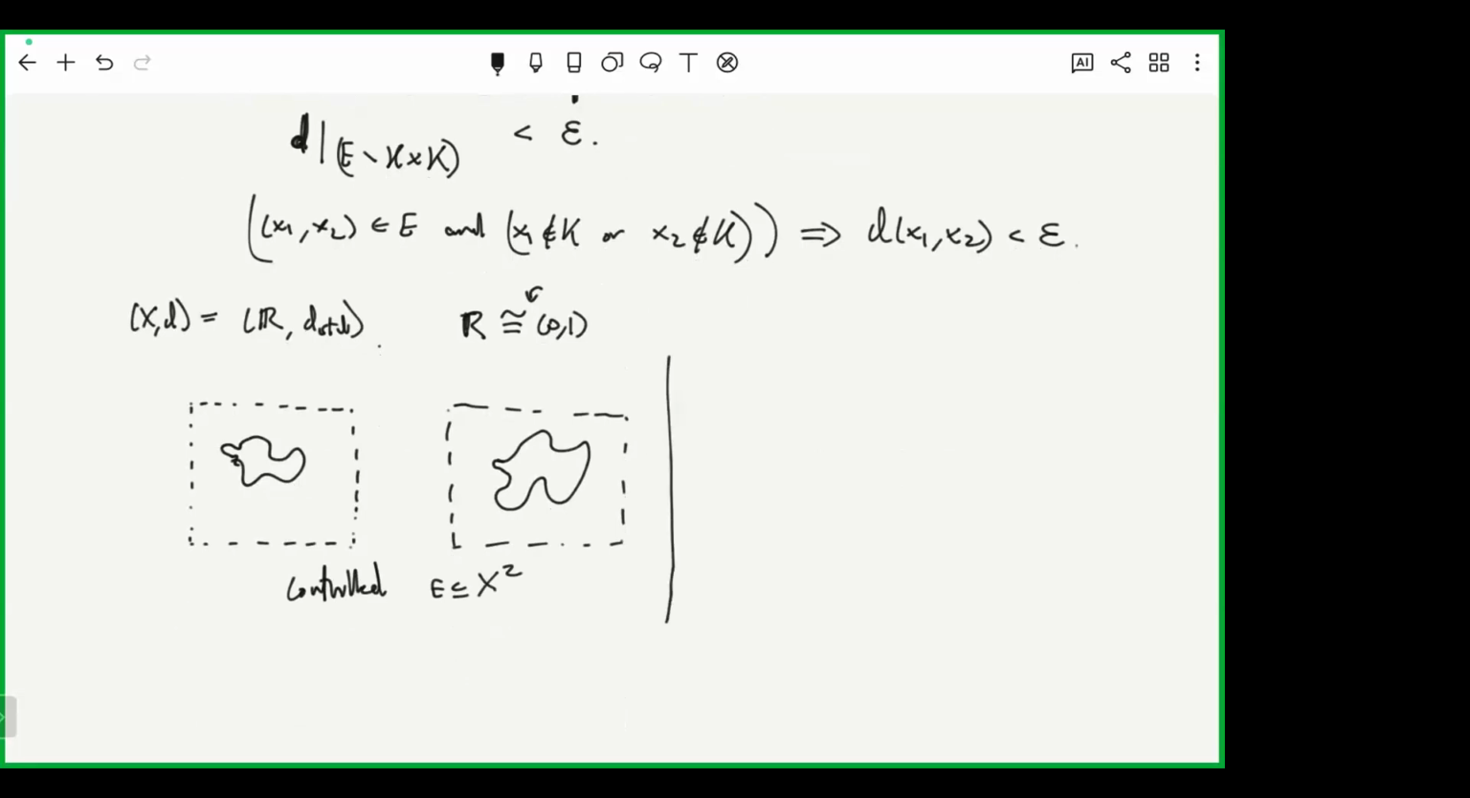And some examples of non-controlled subsets are the following. Here goes, for example, let's say the following. So this is again the unit square, and you see here, if I do something like this, approaching the border, then these points here will be very far away from those outside of every compact set. These are very far away. So this is not controlled.